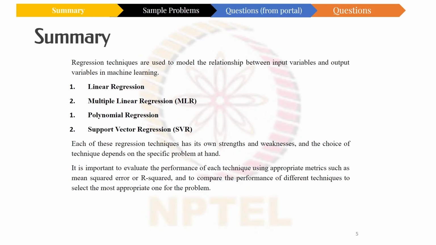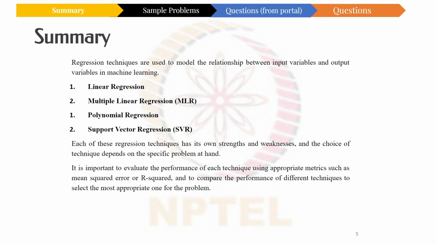Then we have polynomial regression. Polynomial regression is a kind of non-linear way of modeling the data. Here terms like x1 square, x1 cube, x2 square are being used. So the model equation, or an example equation, can be y equals m1 x1 square plus m2 x2 square, like that.